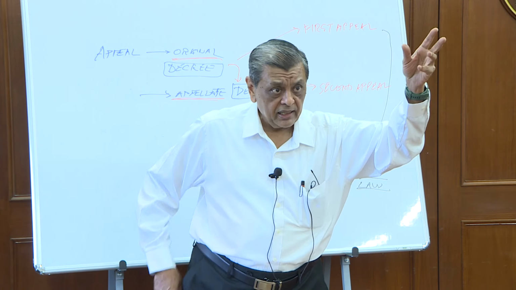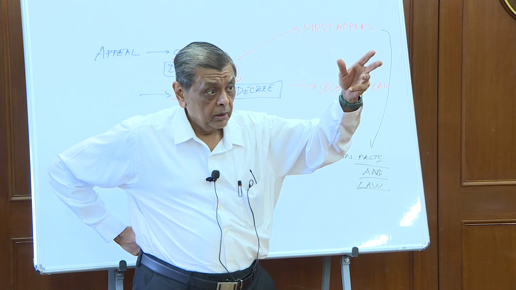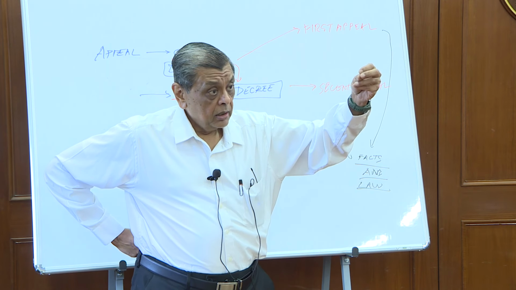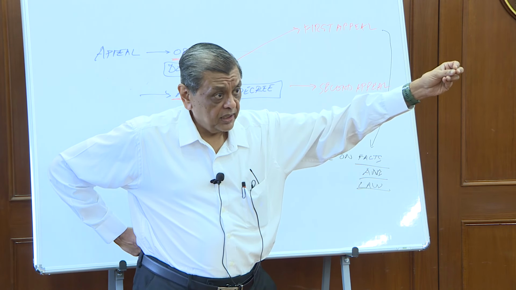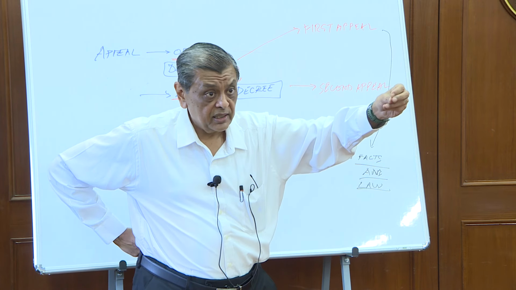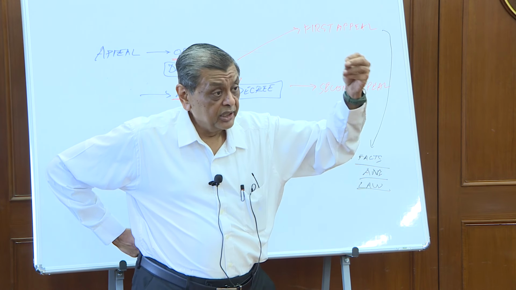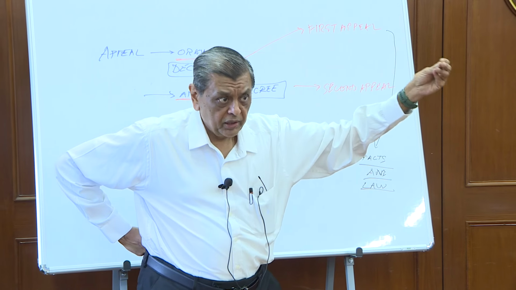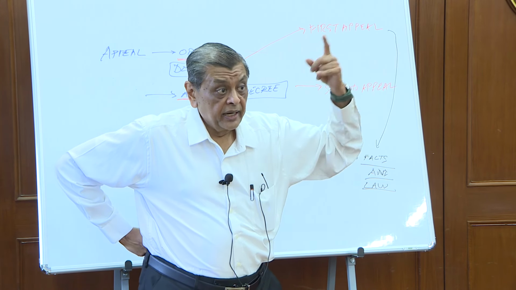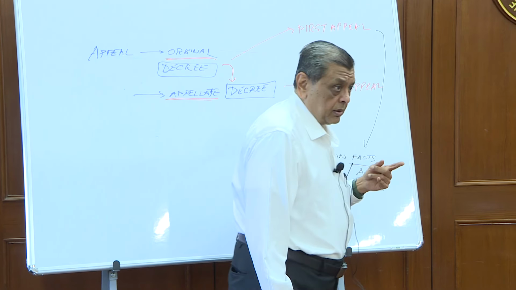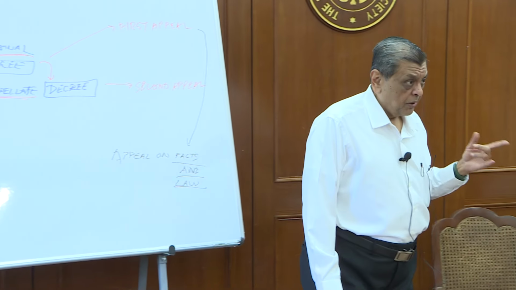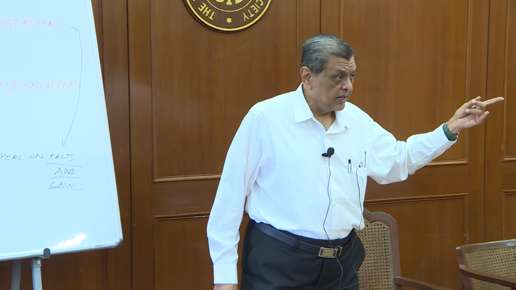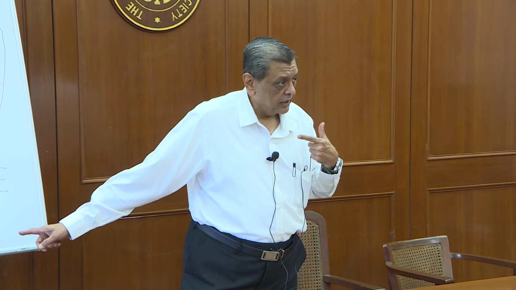In the simplest case, a partition suit, for example, declaring that party A has a 50% share in the property and parties B and C have 25% each. And this is being opposed, saying that no, it's 1/3, 1/3, 1/3. An appeal must be filed against the preliminary decree, because otherwise that decree will attain finality when you come to the final decree stage.